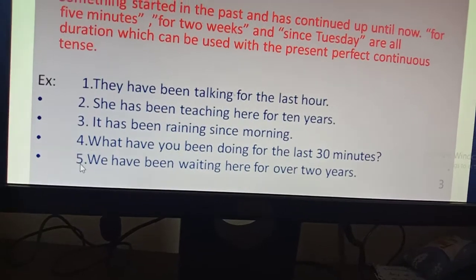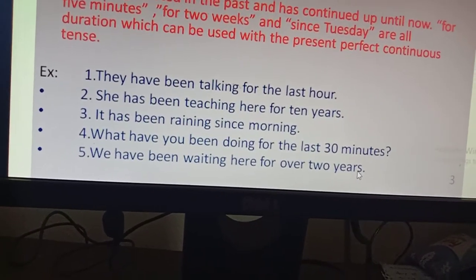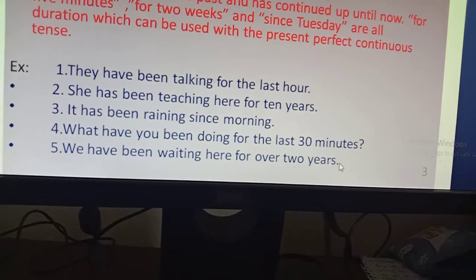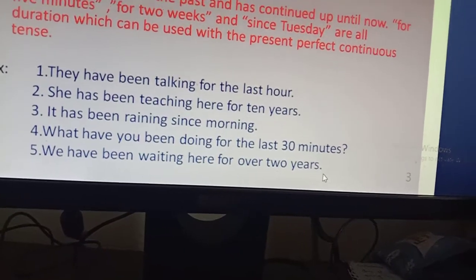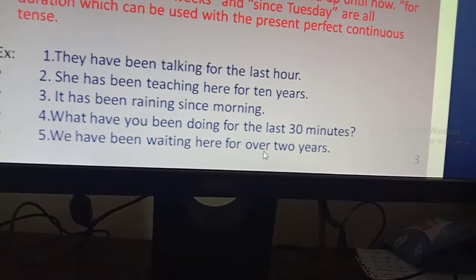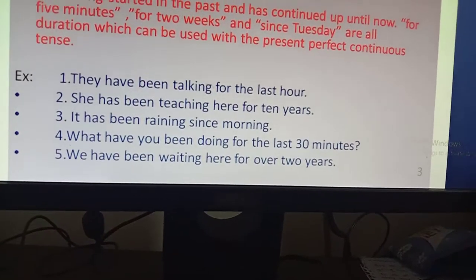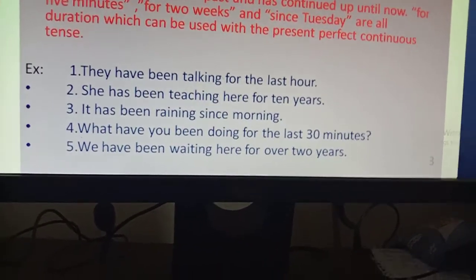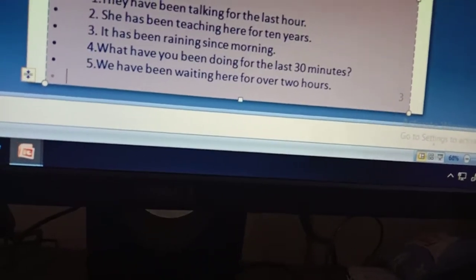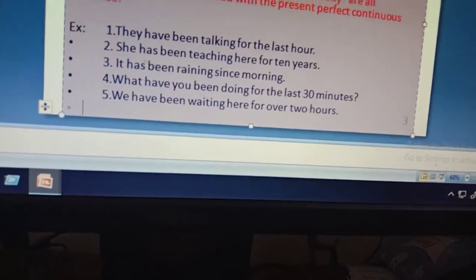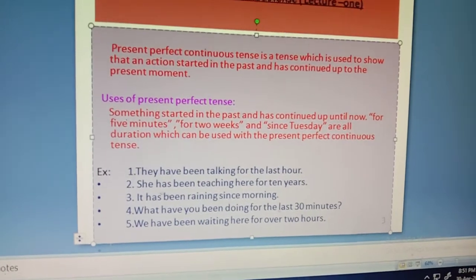Then I have written in number 5: we have been waiting here for over years. I have written years here. It will not be years. Actually, it will be hours. Okay. We have been waiting here for over 2 hours. Hours means ghonta. So you are waiting for someone for 2 hours. That means you started waiting 2 hours ago and you are still waiting now. In that case, you have to use present perfect continuous tense. Boys, now you can see that I have corrected it. We have been waiting here for over 2 hours. Okay, it will be hours. Then we will go for the next use.